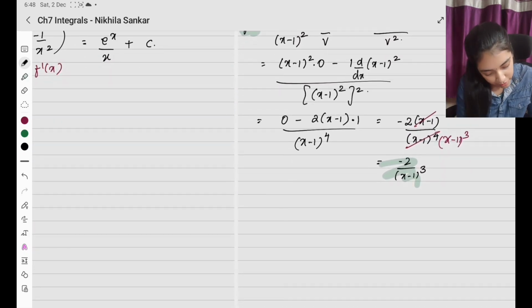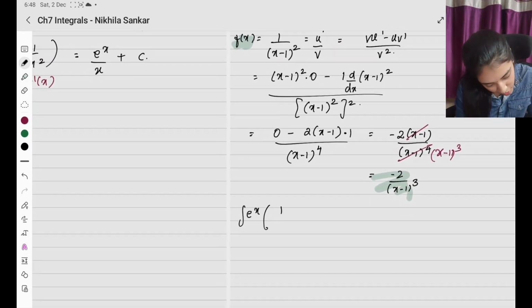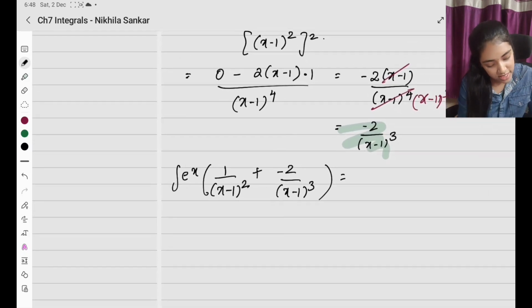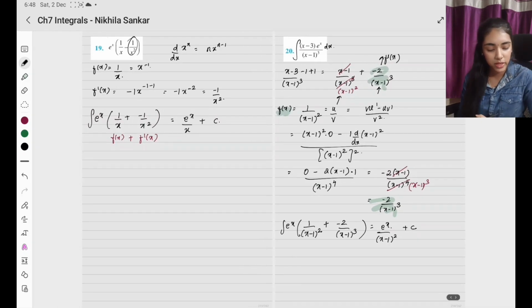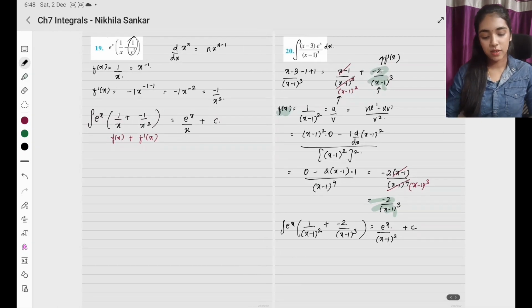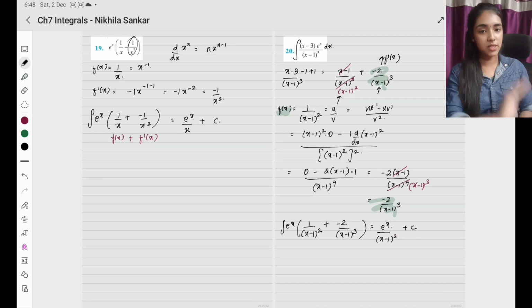So my question is of the form integral e to the x times f of x, which is 1 by x minus 1 the whole square plus minus 2 divided by x minus 1 the whole cube, is going to be e to the x times f of x. So e to the x times f of x, which is 1 by x minus 1 the whole square plus c. Okay, simple. Just find out which your f of x is. F dash of x, so adhaan naan check pannum.